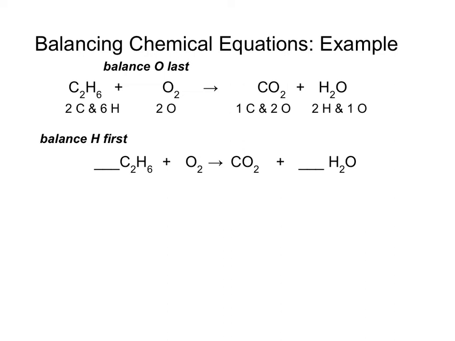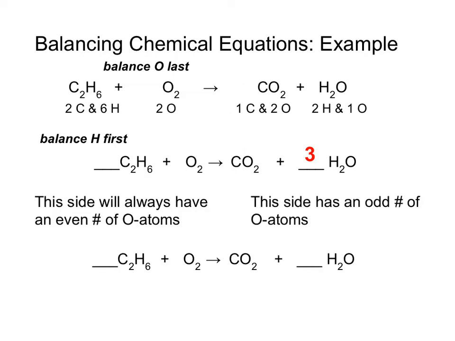And so in order to get 6 hydrogens over onto our product side, instead of having just 1 water molecule, we can have 3. Now we have 6 hydrogens over on our product side. However, in doing so, we notice a problem. We can see that now in the product side of the equation, we are always going to have an odd number of oxygen atoms, with 2 here and 3 here.